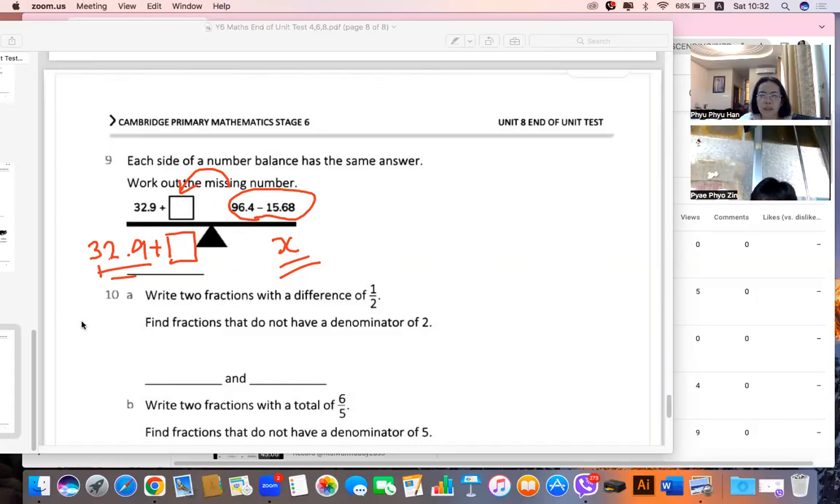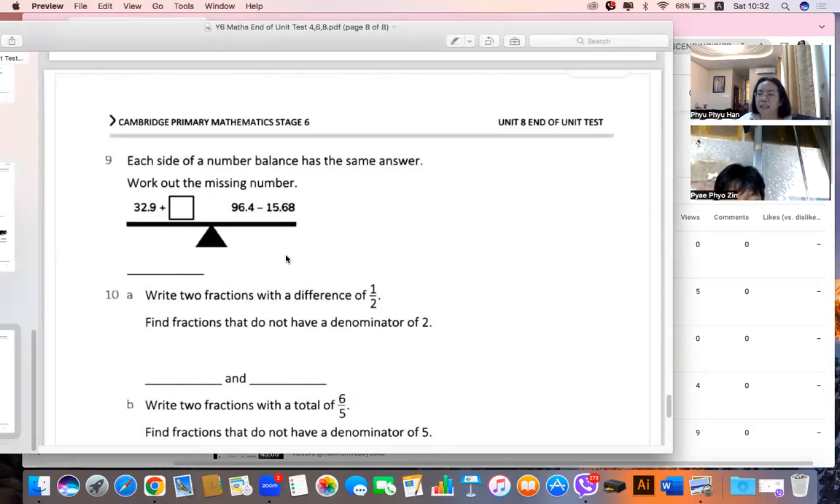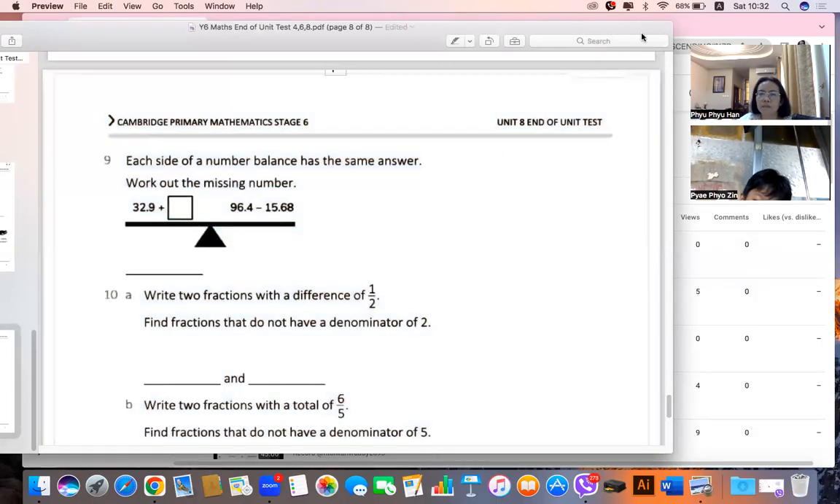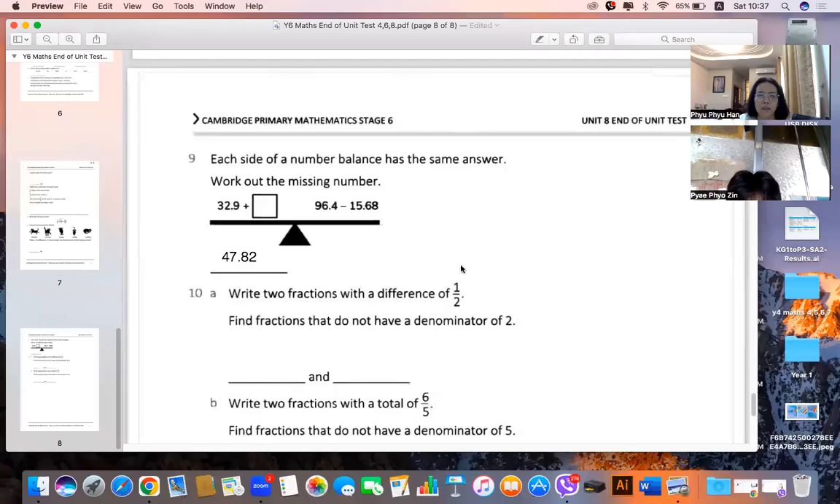So then you want to try this. Try to calculate this and I will write the answer. Okay, so your answer is correct.